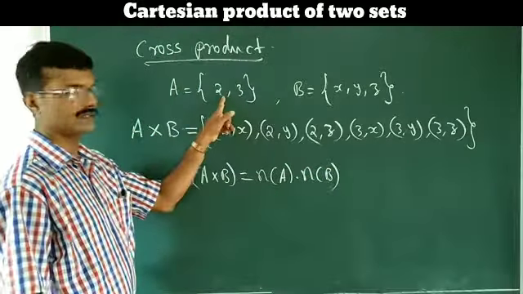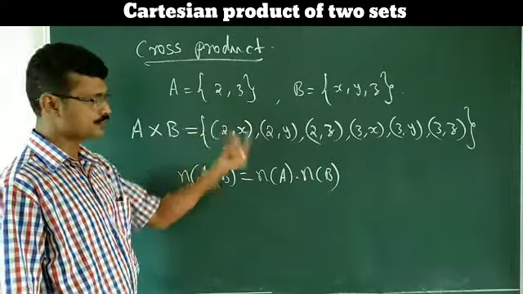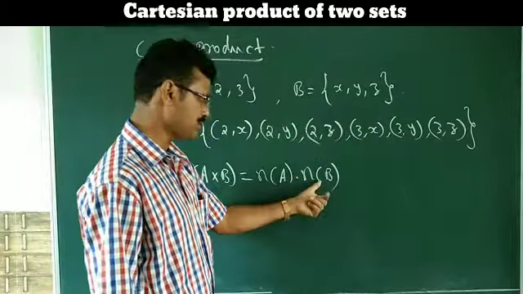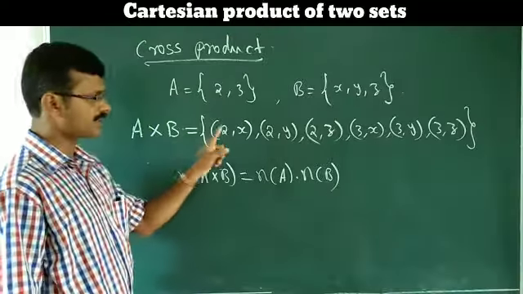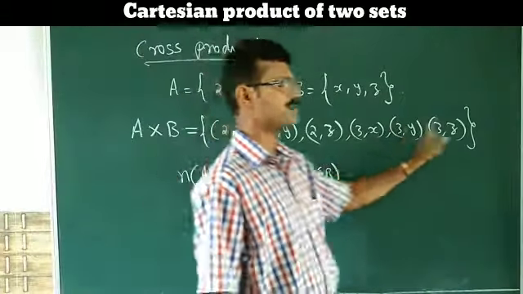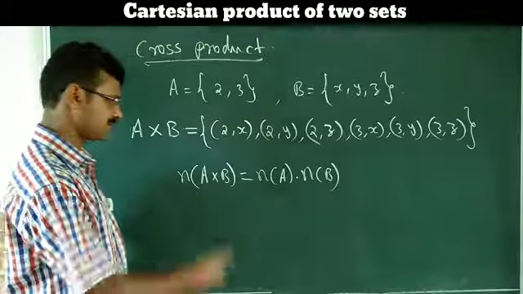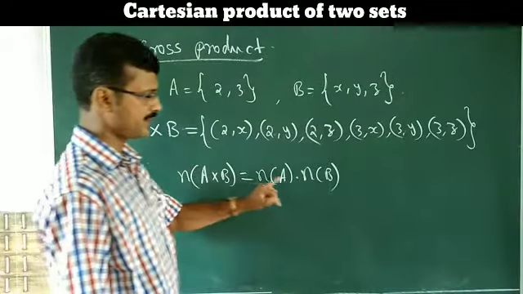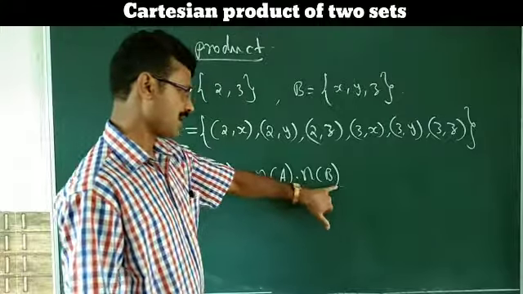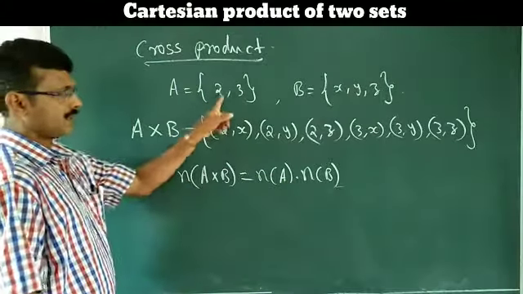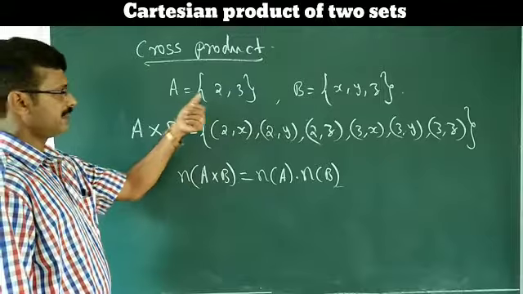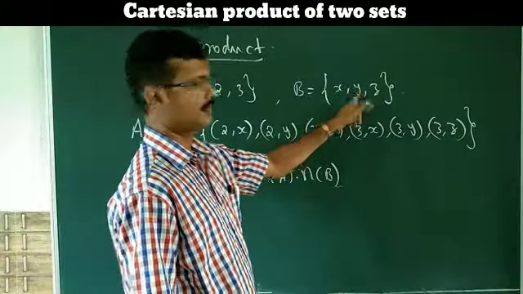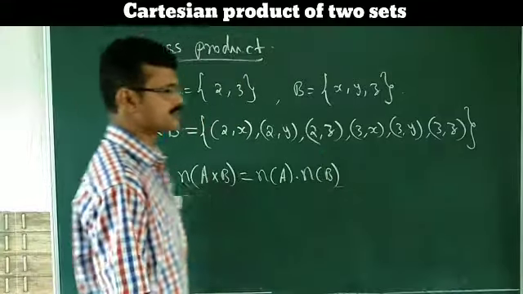See, n of A, that is number of elements in A, is 2. N of B means number of elements in B is 3. So 2 into 3, that is 6. That is same here, you can see 1, 2, 3, 4, 5, 6. Alright, so this is one property regarding the cross product, that is n of A cross B is equal to n of A into n of B. And one more result we can see here: A is having 2 elements, B is having 3 elements, A cross B is having 6 elements.